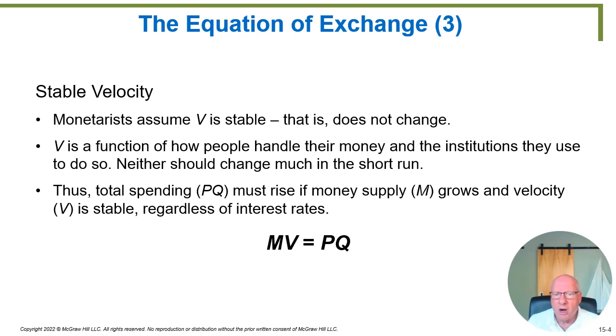So in our formula of M times V, if this V number is going to stay roughly the same for quite a long time, then if M changes, what's the only thing left in the formula to change? It has to be either P or Q.